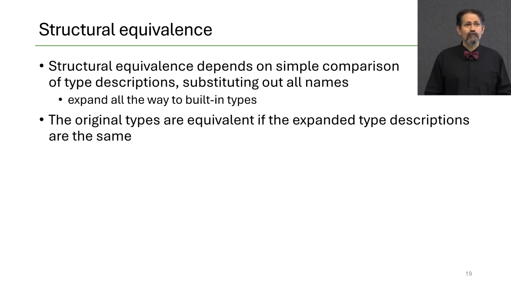How does structural equivalence actually work? Well, what we do is we compare the type descriptions, and whenever we come to a name, we substitute it out with its definition. And we'll expand all the way until we get to built-in types. This gets a little bit more complicated when we have recursive types. And in fact, recursive types often do not have structural equivalence in practical languages, although there's fairly complicated theoretical approaches for doing so. In this case, if we can expand it out, then the original types are equivalent if the expanded type declarations are the same.